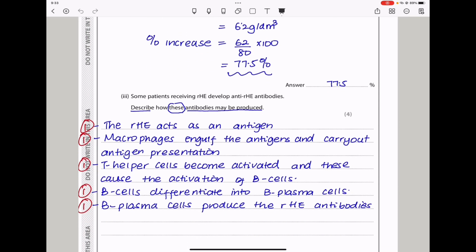Moving on. Here they say some patients receiving RHE develop anti-RHE antibodies. Describe how these antibodies may be produced. The RHE acts as an antigen, and so macrophages engulf the antigen and carry out antigen presentation. Then the T helper cells will become activated due to that, and this will cause the activation of B cells. Then the B cells will differentiate into B plasma cells, and these B plasma cells are going to produce anti-RHE antibodies, and these are the antibodies against the RHE. Moving on.